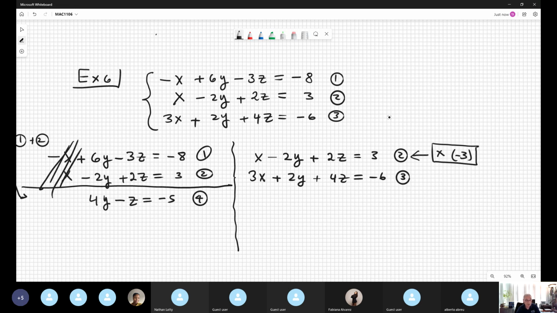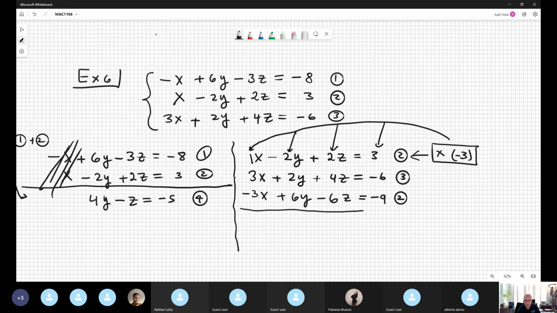I copy down minus 3x. Where does this come from? Minus 3 times 1 is minus 3. Minus 3 times 2 is 6, but positive. Minus 3 times 2 positive is minus 6z, equal minus 3 times 3, negative 9. And this again is my equation 2. When you multiply any equation by a number, it's exactly the same plane, no change.